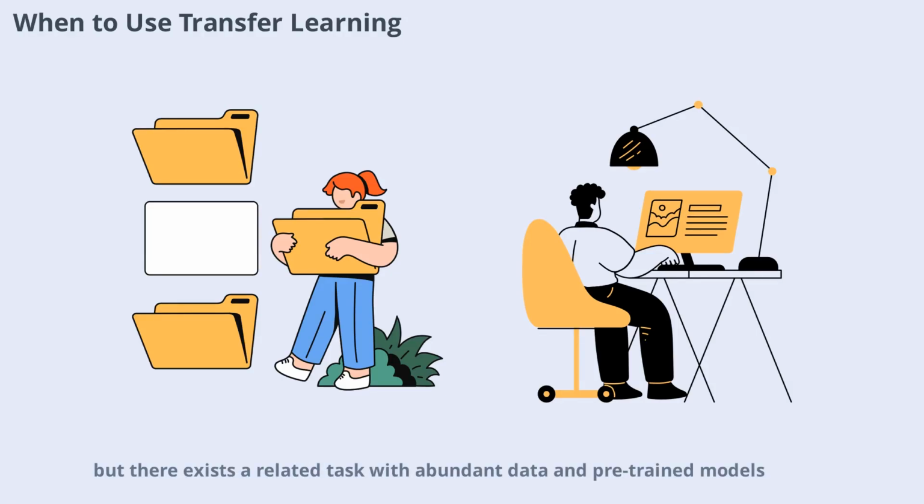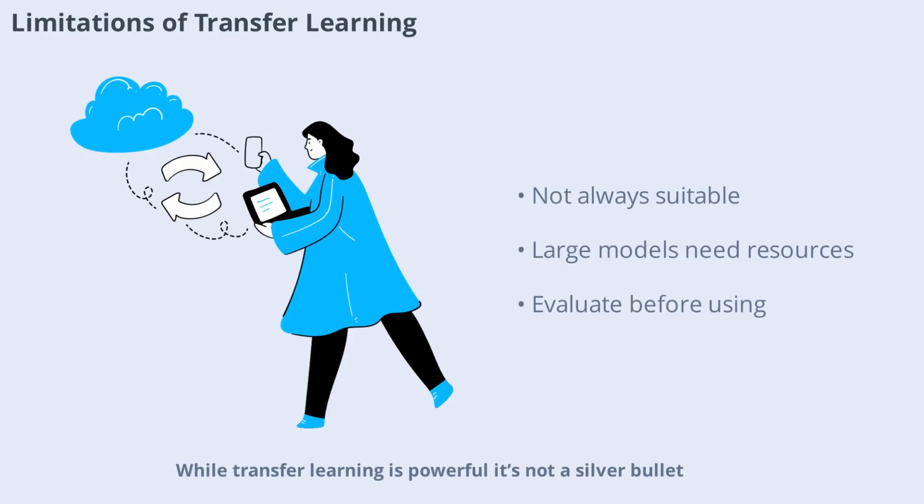Transfer learning is most beneficial when you have limited labeled data for your target task, but there exists a related task with abundant data and pre-trained models. It's also useful when training from scratch would be too expensive or time-consuming. If your problem is similar to one that's already been solved, transfer learning can help you achieve great results quickly and efficiently.